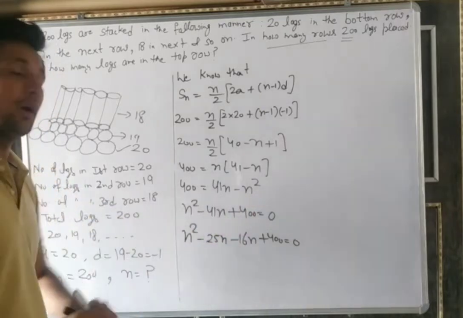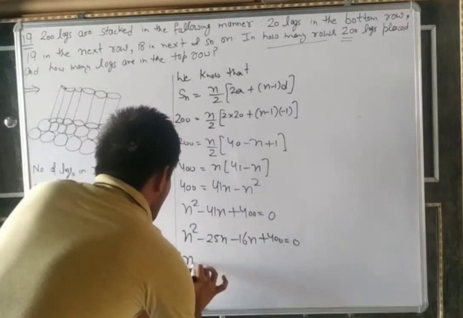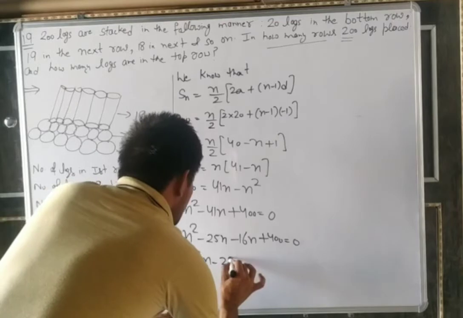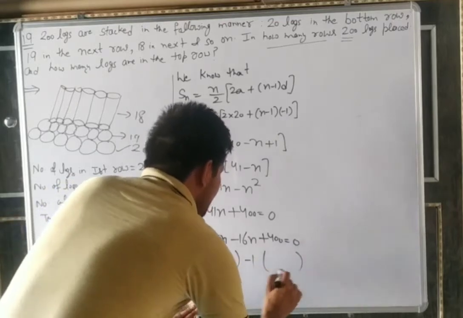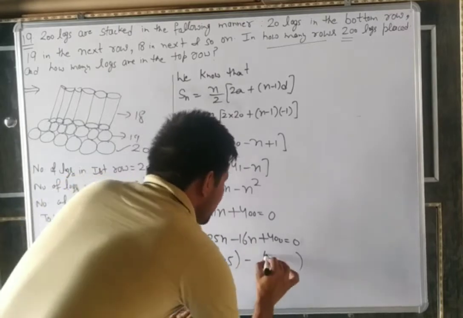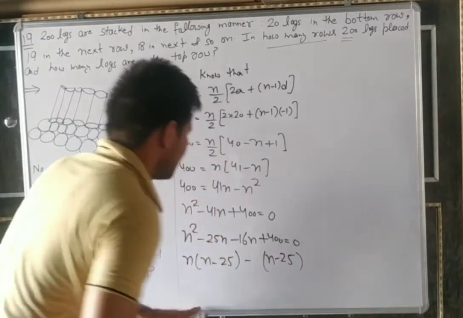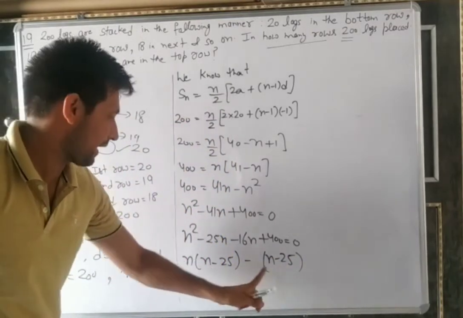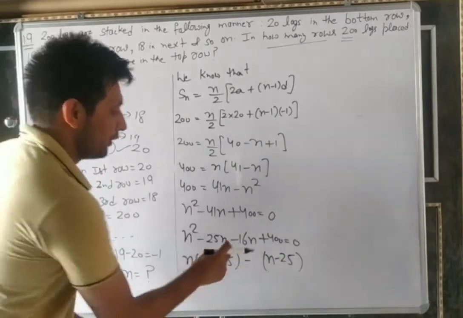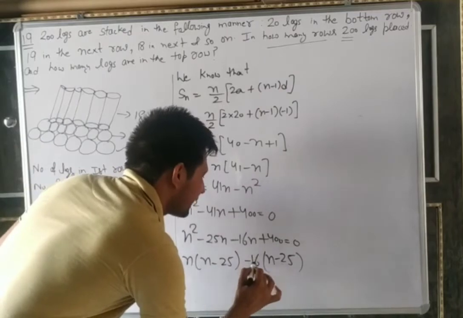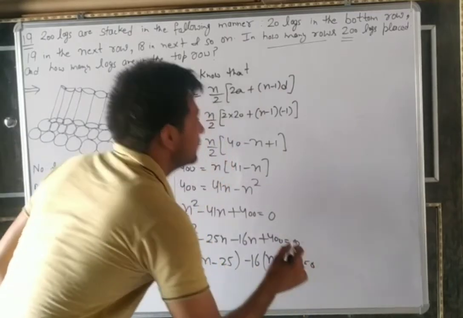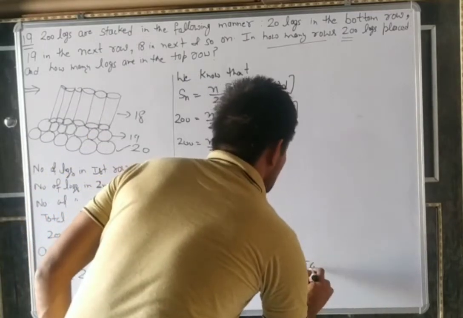25 into 16, 400. So take common n minus 25, and what is common? Again we will take the same as common. The bracket will become the same, n minus 20, n minus 16. So what will we take common? It is negative, but we need positive. Therefore we take a negative common, equal to 0.